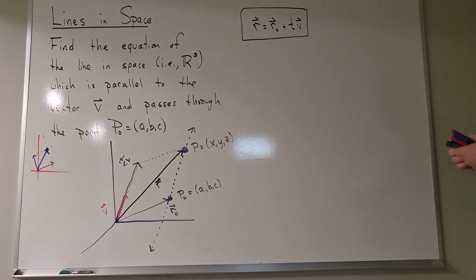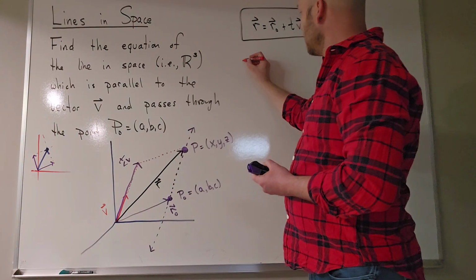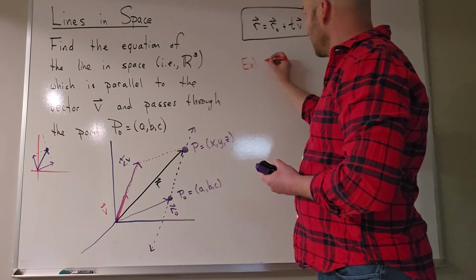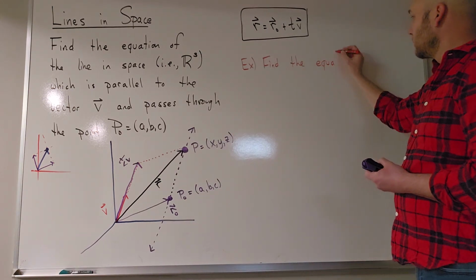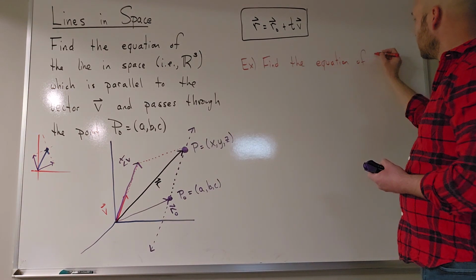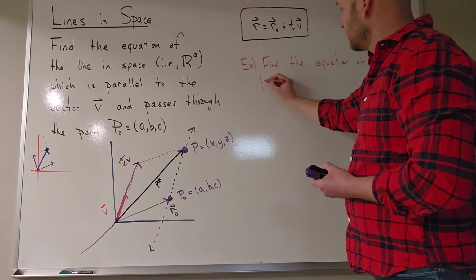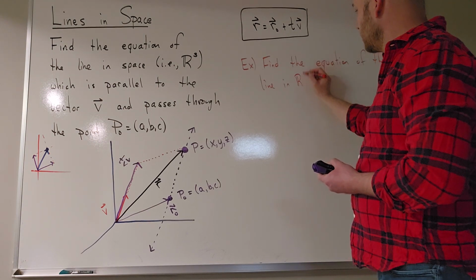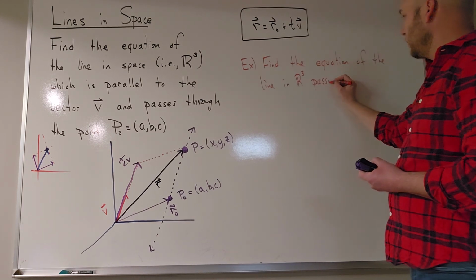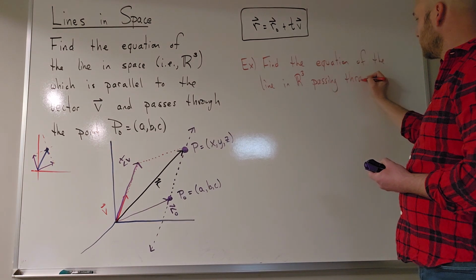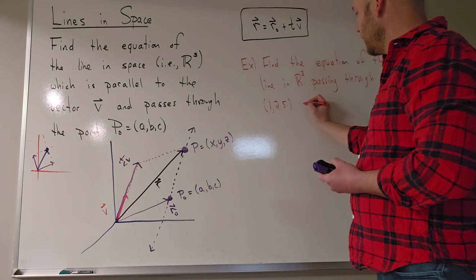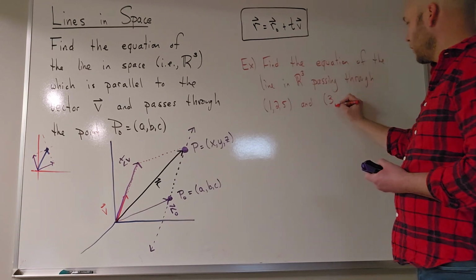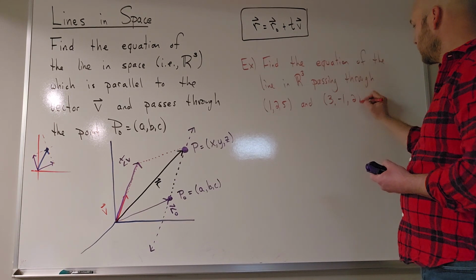Okay. So let's do a couple examples. First example, find the equation of the line in R3 passing through the points (1, 2, 5) and (3, -1, 2).